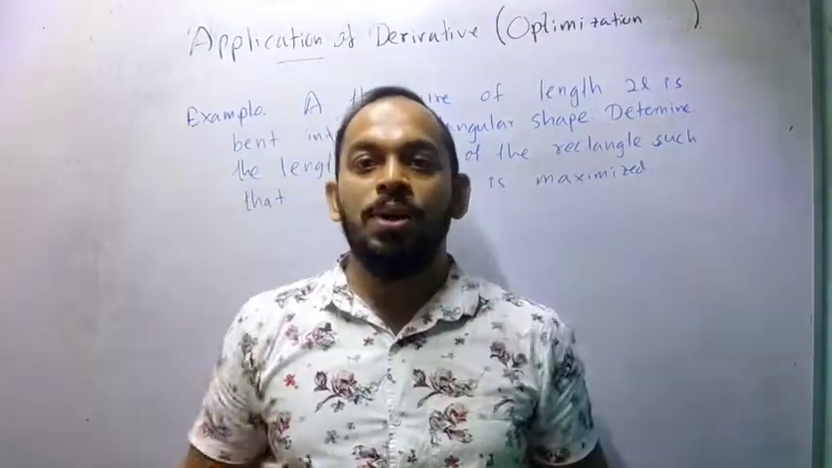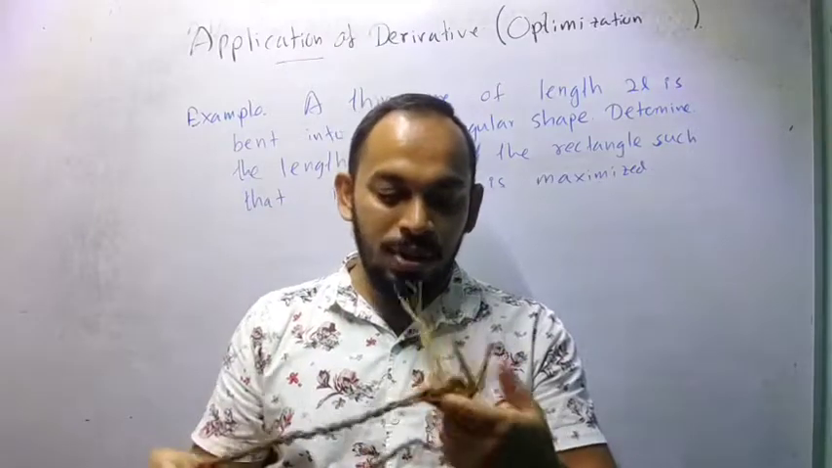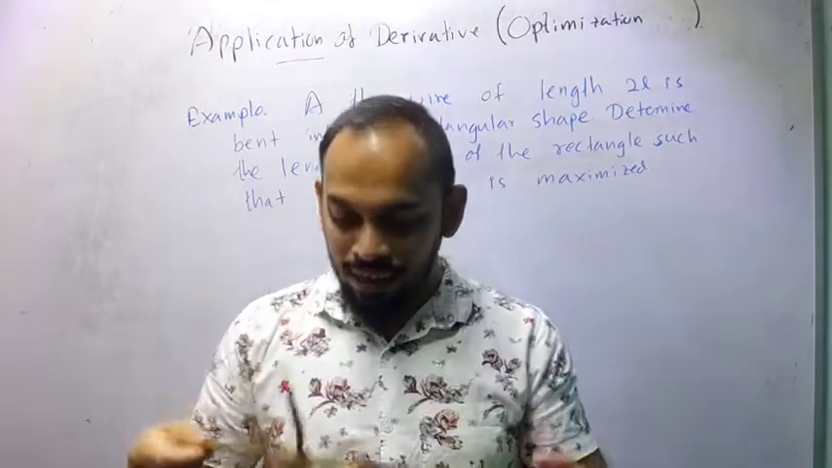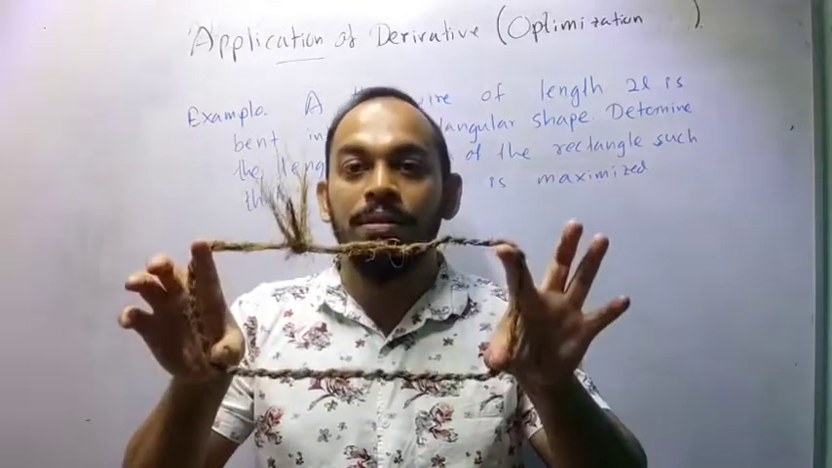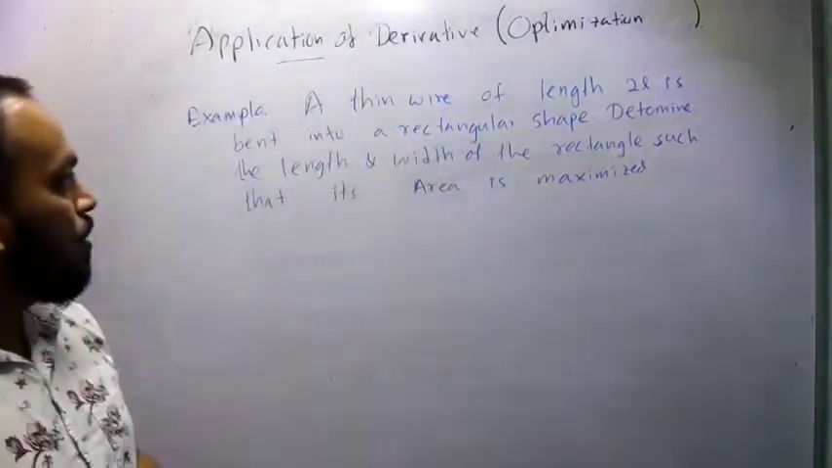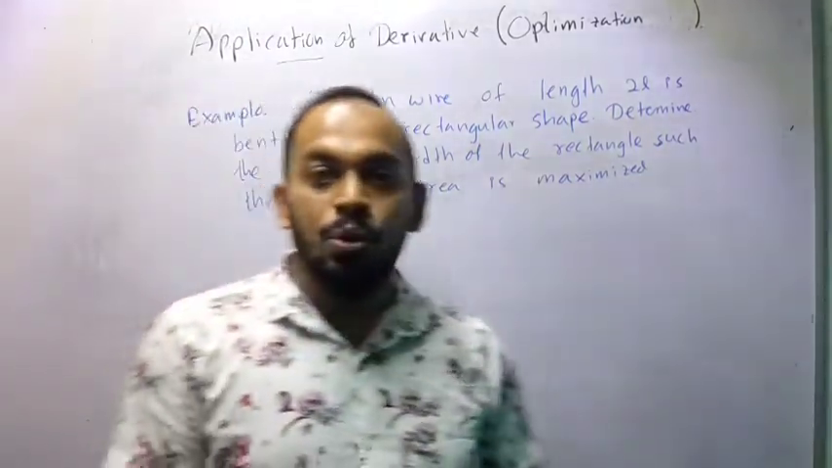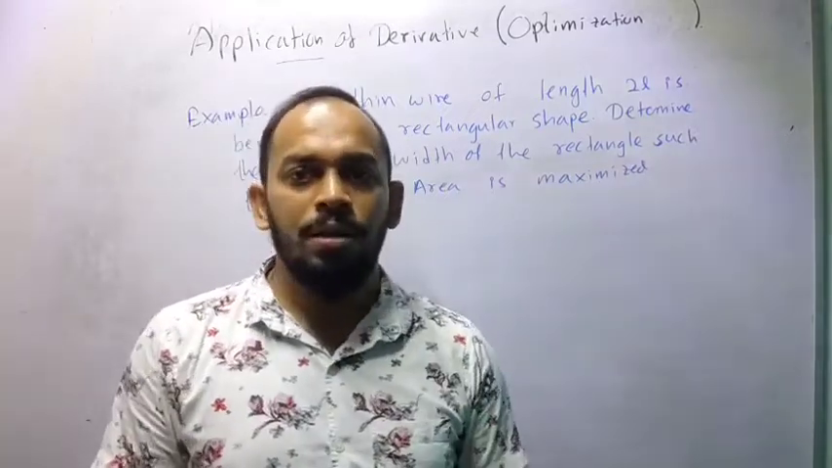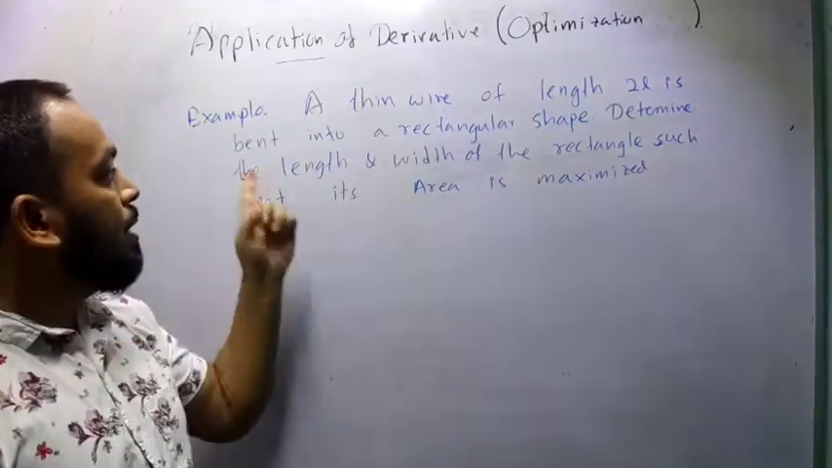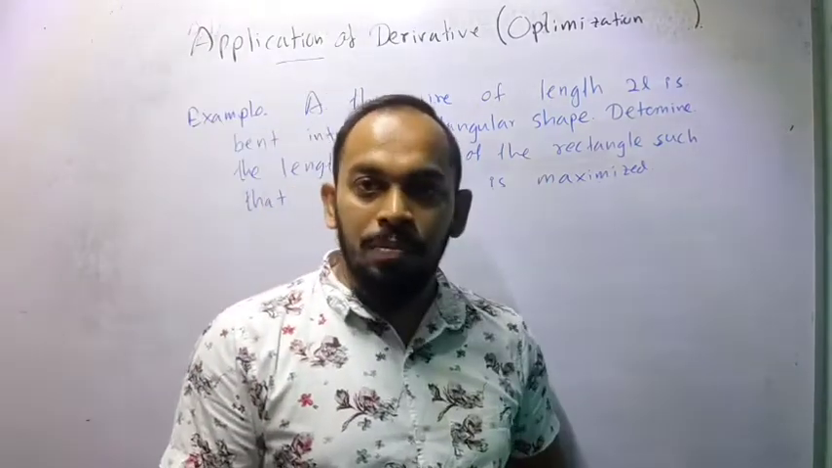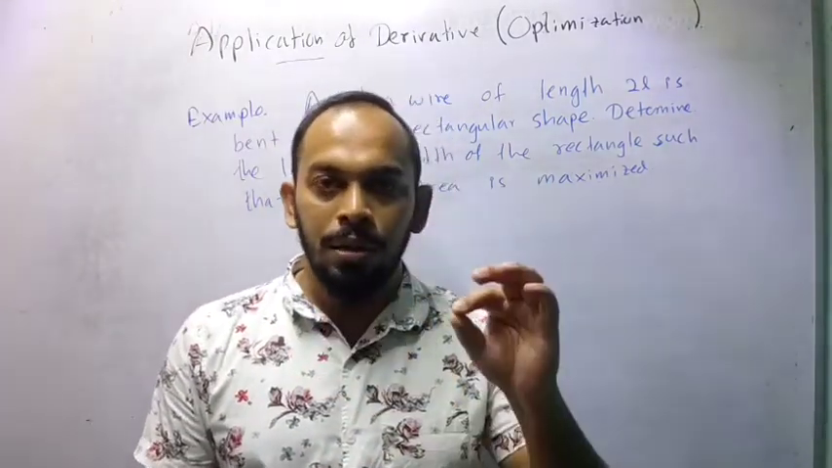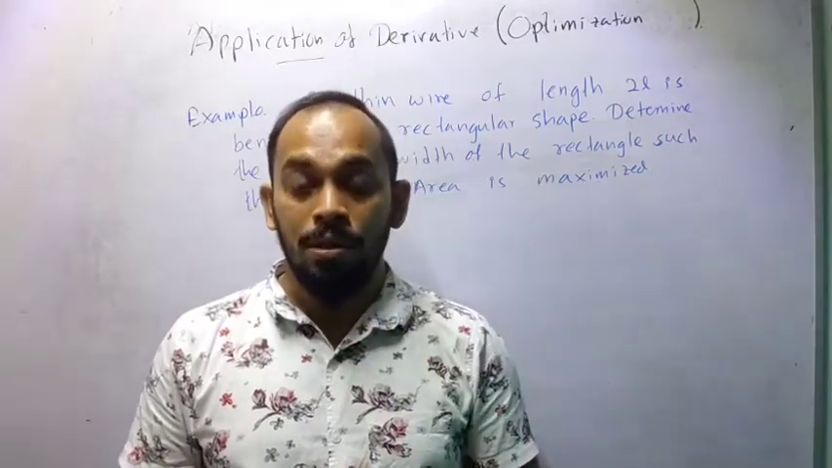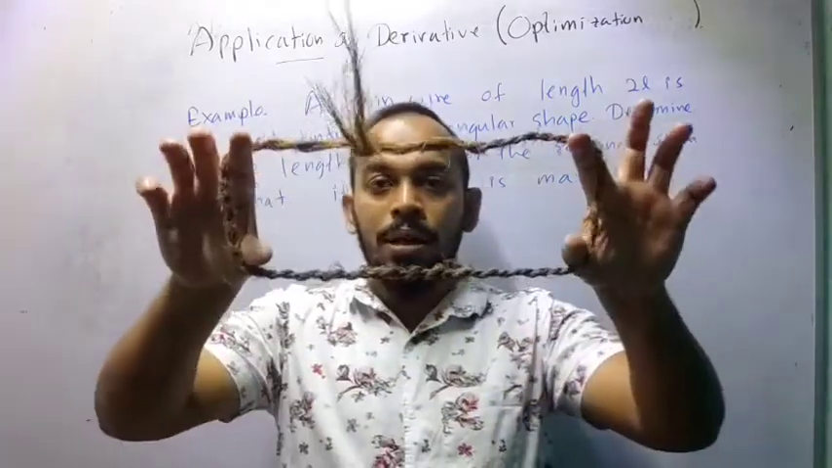Right, so I brought a string here. I couldn't find a wire. This is what I had that resembles a wire, closest to a wire. Now this is an example: a thin wire of length 2L. You will see why I took it as 2L instead of L in a moment. It is bent into a rectangular shape. Now this is a problem. We have a thin wire and you are asked to bend it into a rectangular shape. So when you bend it, you get a rectangular shape like this.